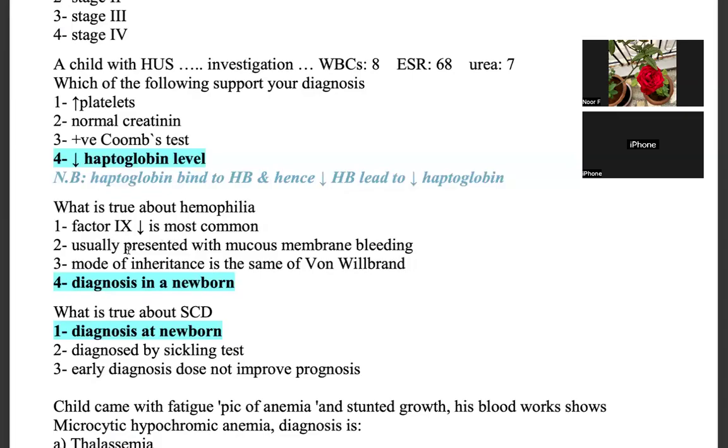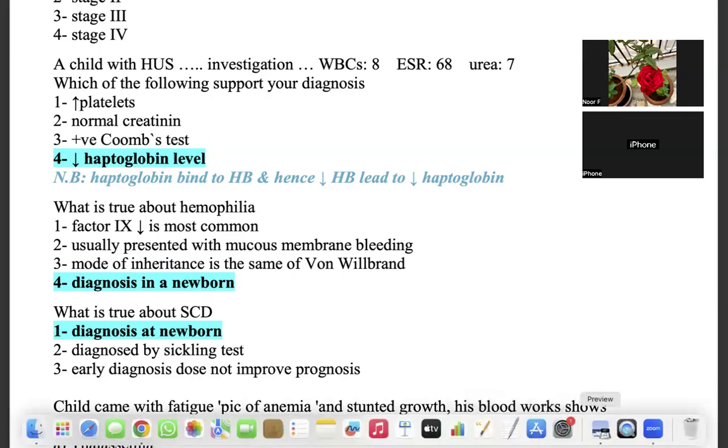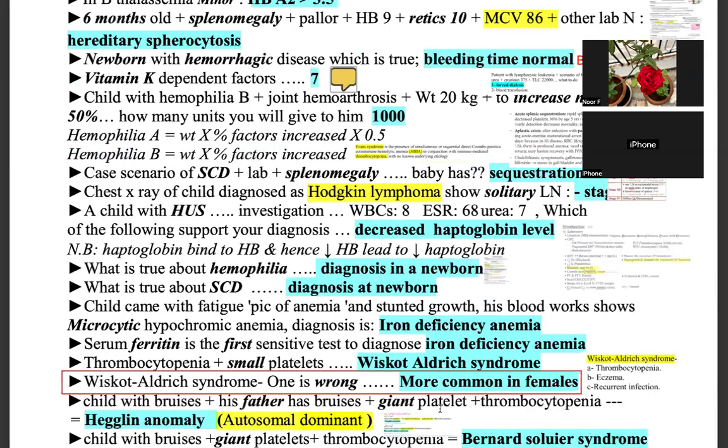We can check again. Usually presented with mucous membrane bleeding. No, it usually presents with arthrosis, not the mucous membranes bleeding. Mode of inheritance is same as von Willebrand. No, it is wrong. Diagnosis in a newborn is correct. I think all these other three are not correct for hemophilia. Von Willebrand maybe autosomal dominant or recessive, but hemophilia is X-linked. Yeah, X-linked. Von Willebrand is not X-linked.